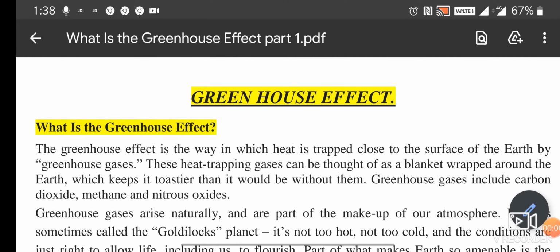I am Dr. Varinder Sehgal. Today we will discuss greenhouse effect. First of all, we should know what is the greenhouse effect. Greenhouse effect होता क्या है?